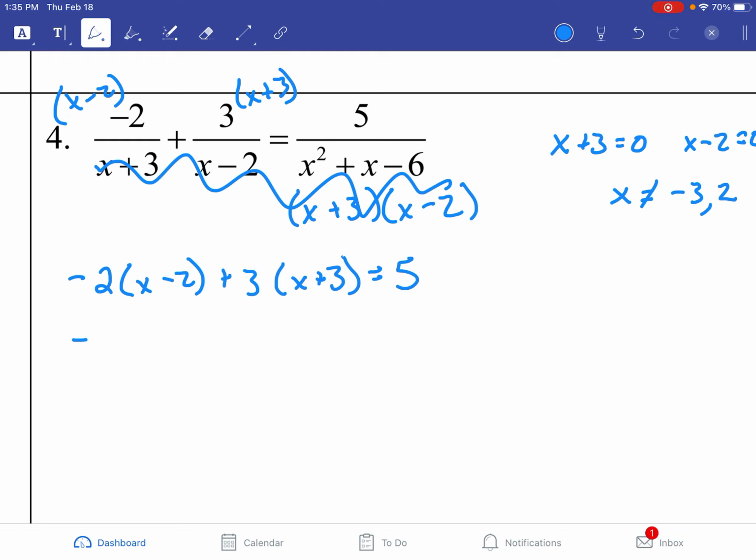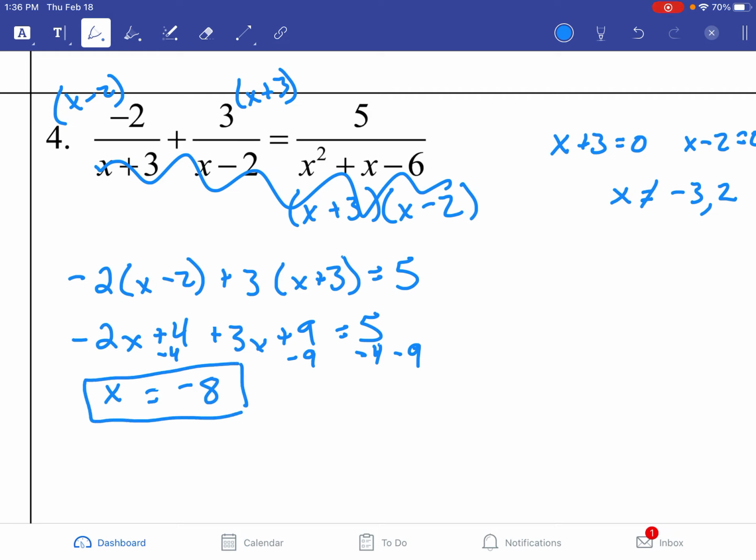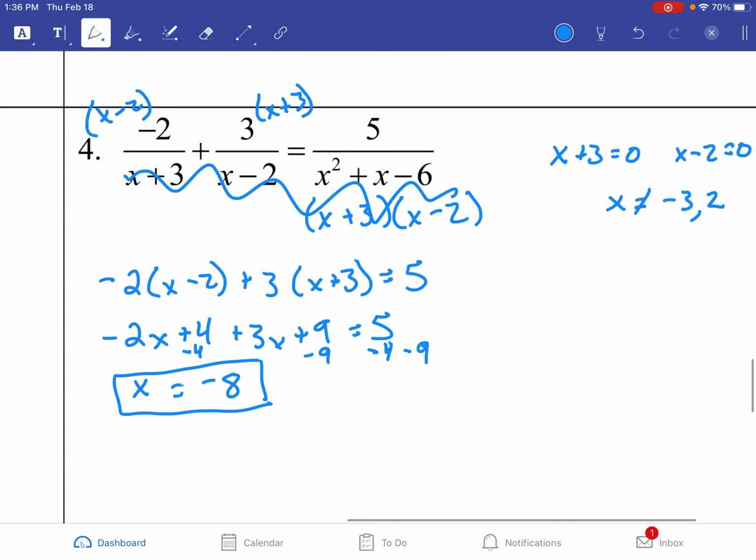I distribute the negative 2, which gives you negative 2x plus 4. Distributing the 3 gives you positive 3x plus 9 equals 5. By combining the x values, negative 2 plus 3 gives you just 1x. And I'm going to subtract the 4 and the 9 to the other side. So 5 minus 4 minus 9 gives you negative 8, and that is your answer. Now you check it against your domain restrictions and it doesn't match any of them, so negative 8 works as an answer.